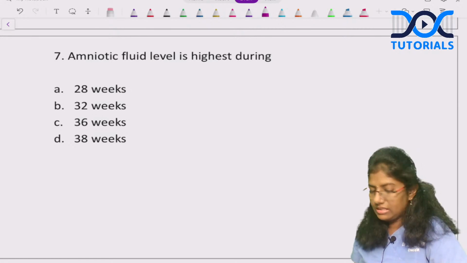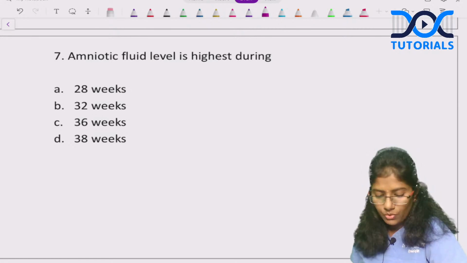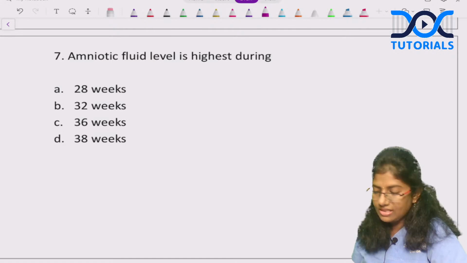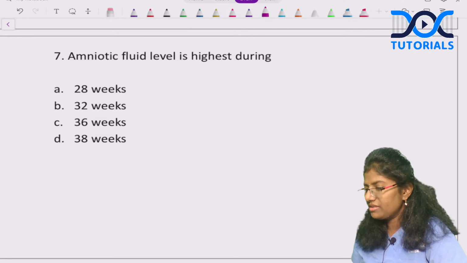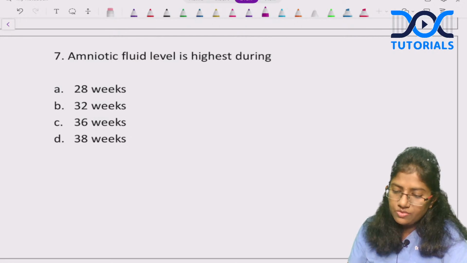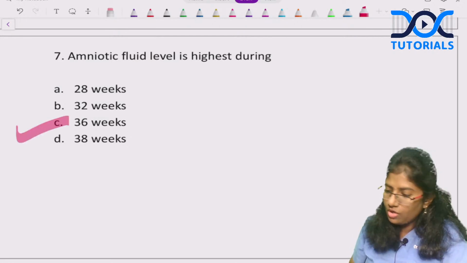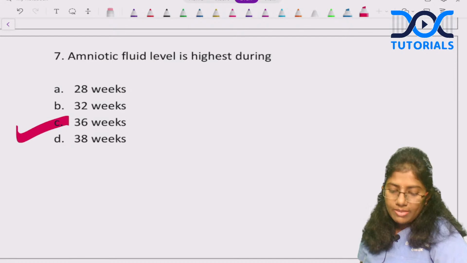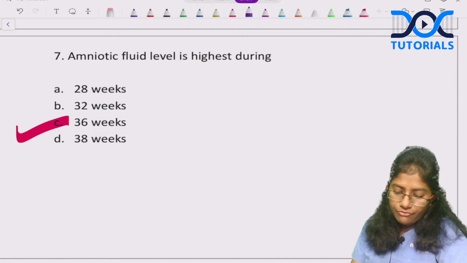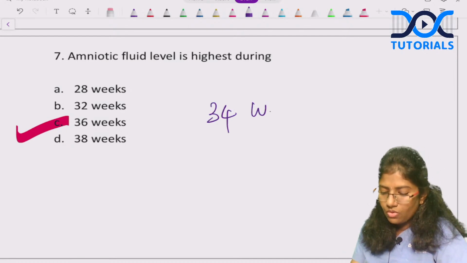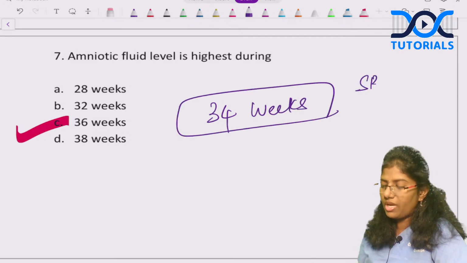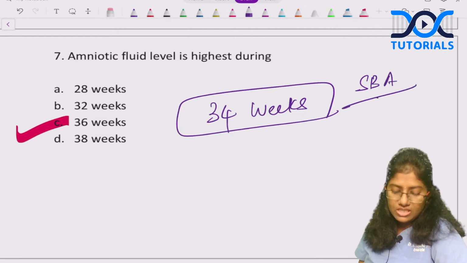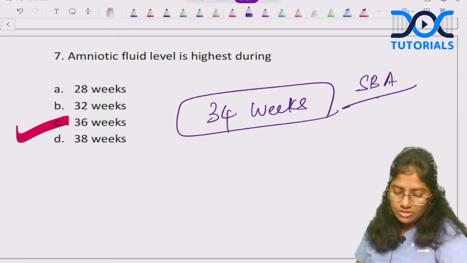Amniotic fluid index is highest during: we have 28, 32, 36 and 38 here. What is your answer, guys? 36. Jyotsna says 36. Yes, among the given options, 36 would be the single best answer. But according to Williams, 34 weeks is the single best answer. But yes, among the given options, 36 would be the best answer.